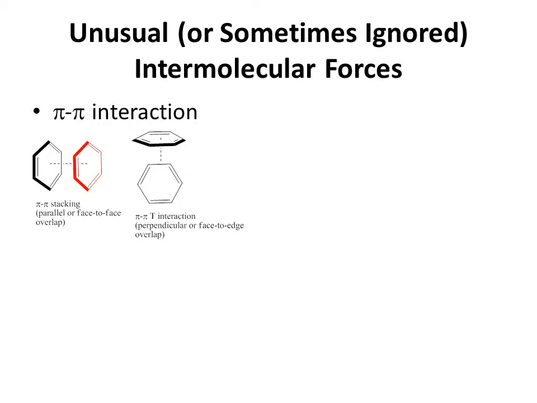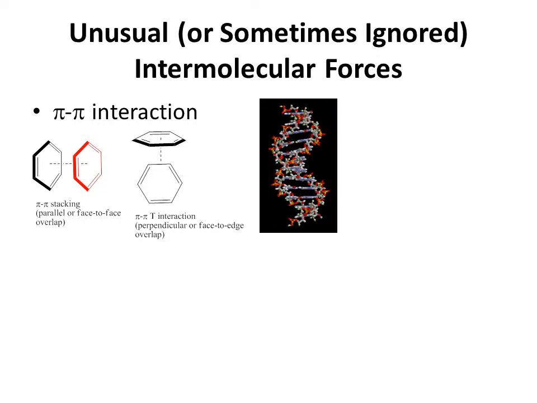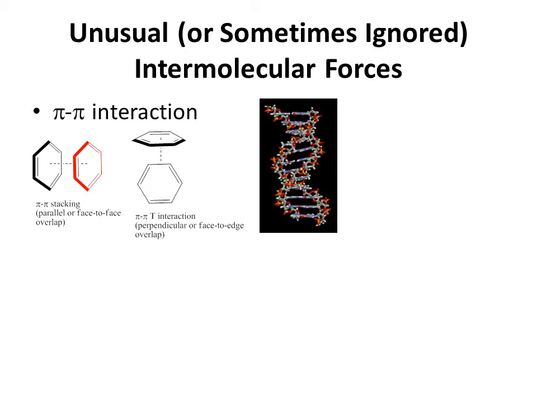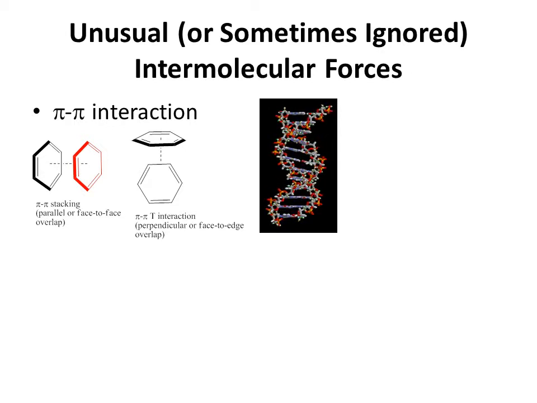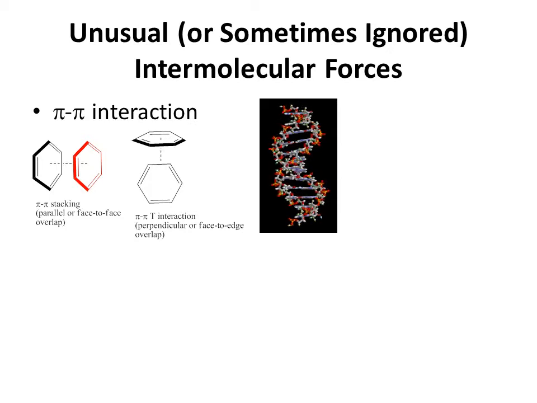Polar pi bonds that are part of rings that have benzene-like resonance can also have Pi-Pi interactions, as we'll see in a moment. Here is a rotating structure of the double helix of DNA, the blueprint for all life on Earth. We're going to look at the types of attractive forces that allow these two strands to wrap around each other and form the double helix.